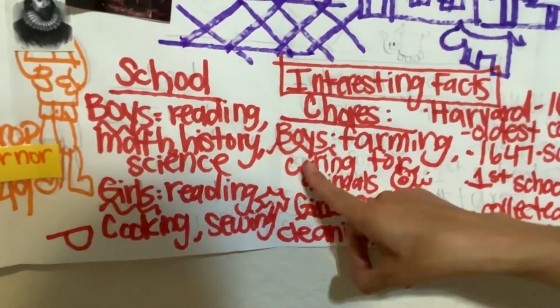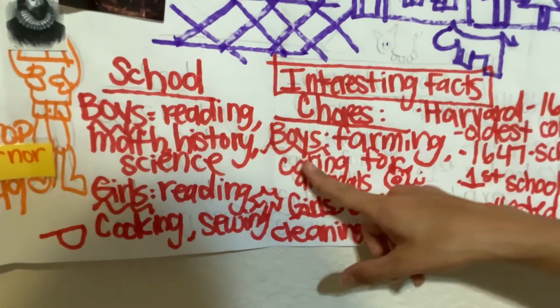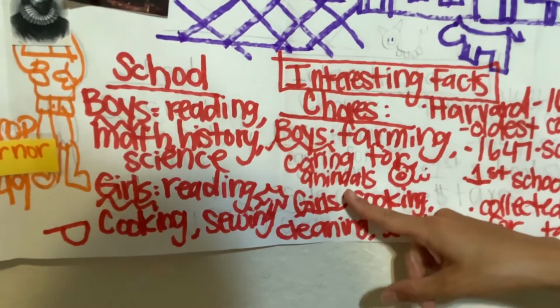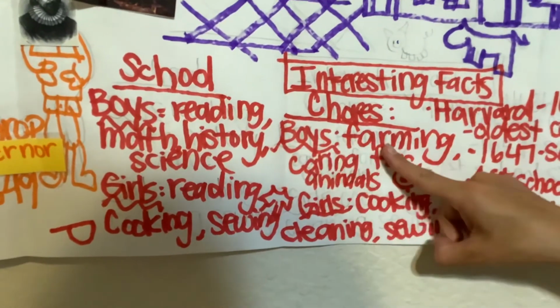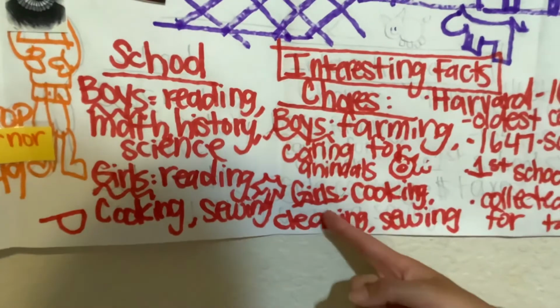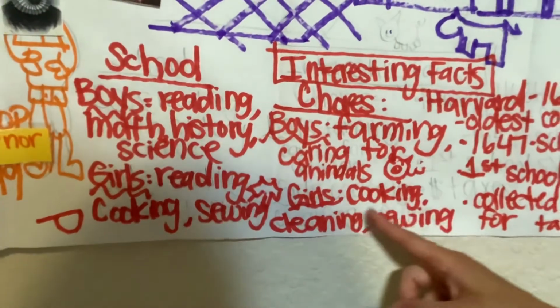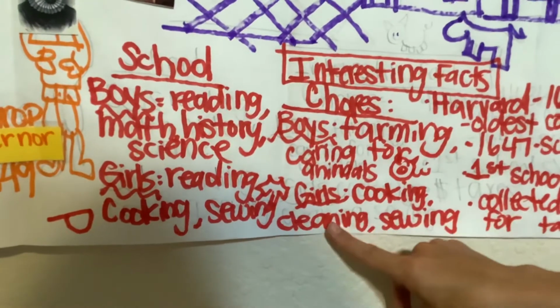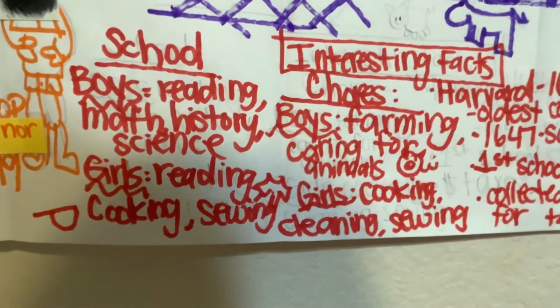So the chores for the boys, they had farming and caring for animals. Read that with me. Boys, farming, caring for animals. And the girls had cooking, cleaning, and sewing. Read this with me. Girls, cooking, cleaning, and sewing.